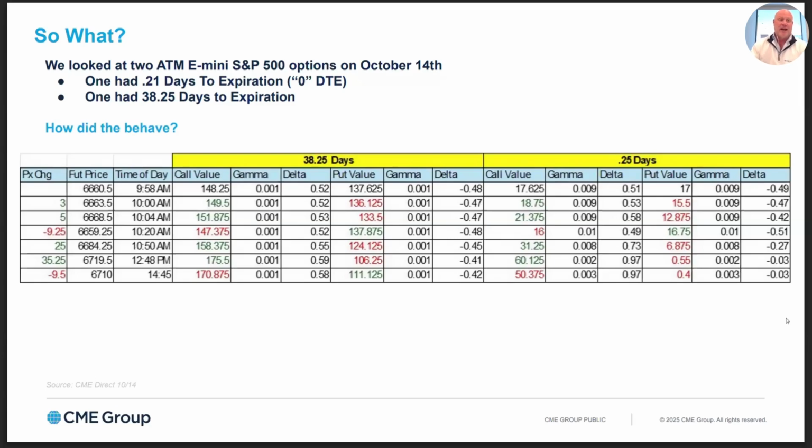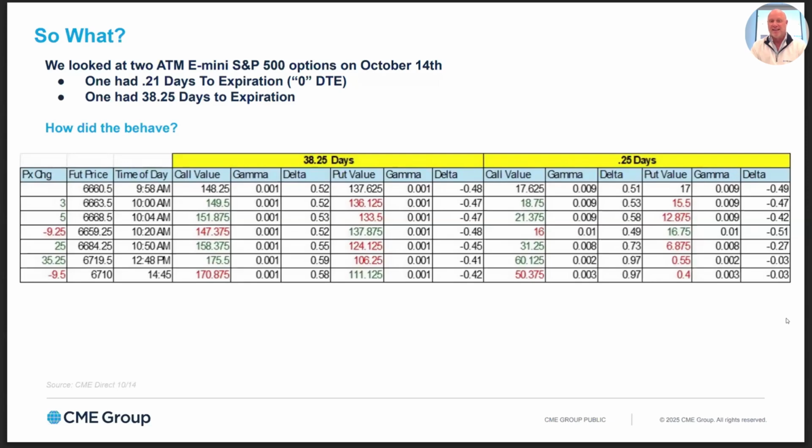Then half an hour later, the price had moved by 25 points. So now we have a bigger move in the S&P future. The call value did what it did. You can see in the longer dated option, the delta moved up, but just by 0.03. So it moved from 52 to 55.